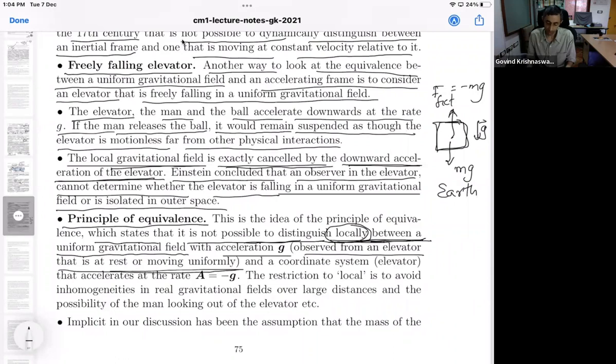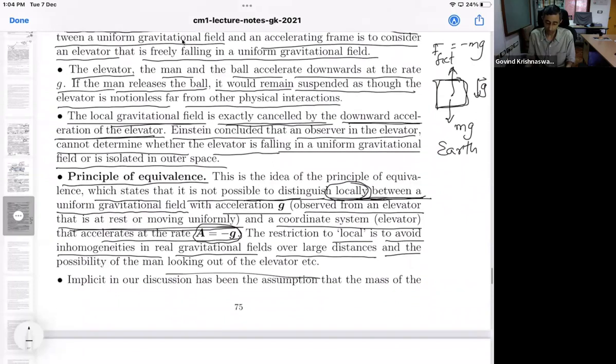And on the other hand, a coordinate system or elevator that accelerates at the rate a equal to minus g. So these two situations are indistinguishable. The restriction to local is to avoid inhomogeneities in real gravitational fields over large enough distances, and to avoid situations where the person actually looks out of the elevator. So this is the principle of equivalence.